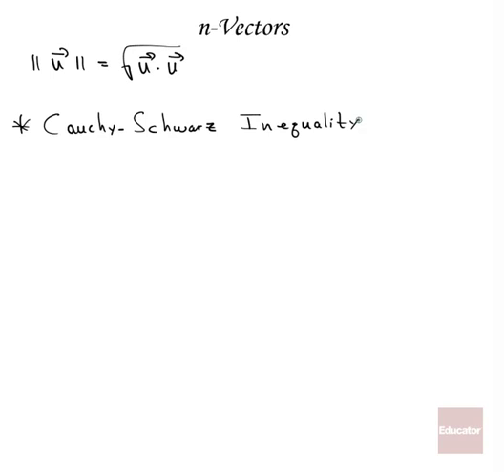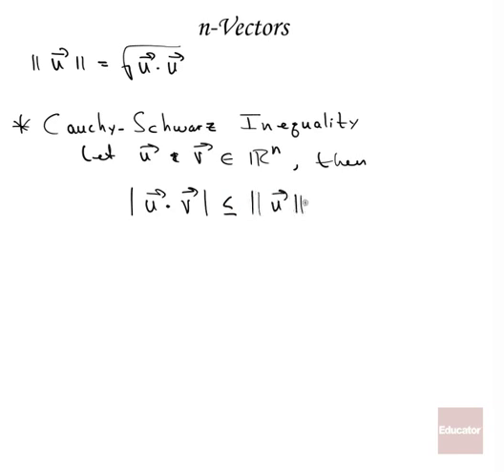So the Cauchy-Schwarz inequality says if I have two vectors u and v, so let's write that out actually. Let u and v be members of Rn, in other words, n vectors. Then the absolute value of u dot v is less than or equal to the magnitude of u times the magnitude of v.